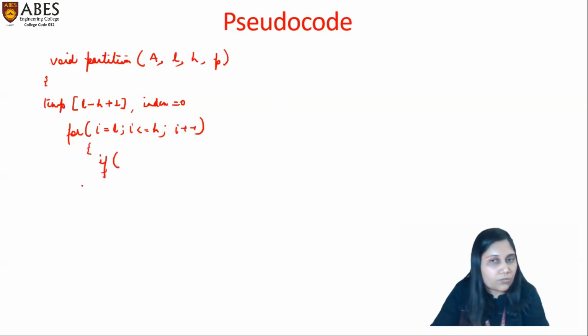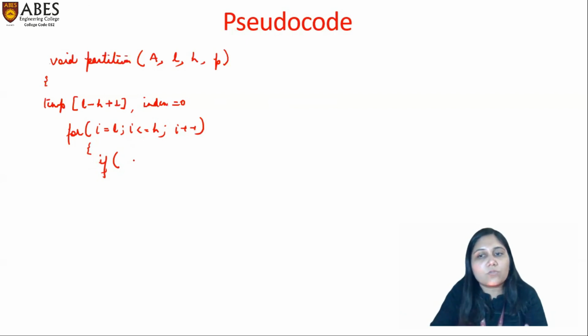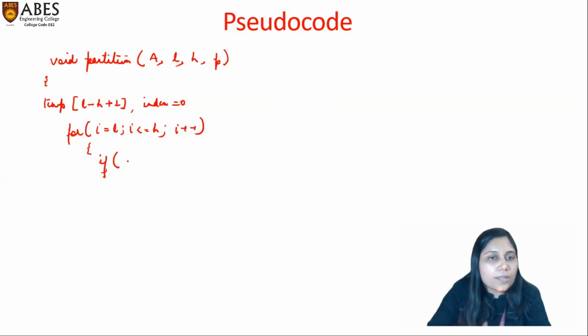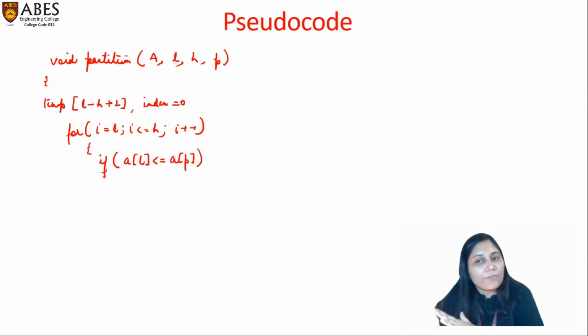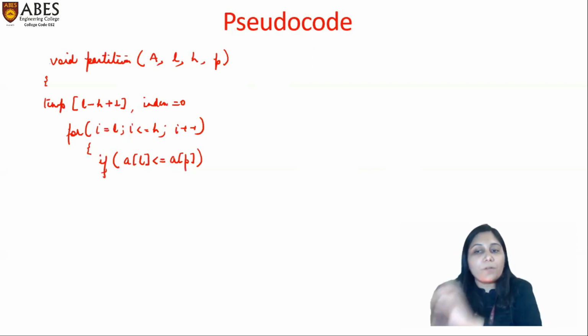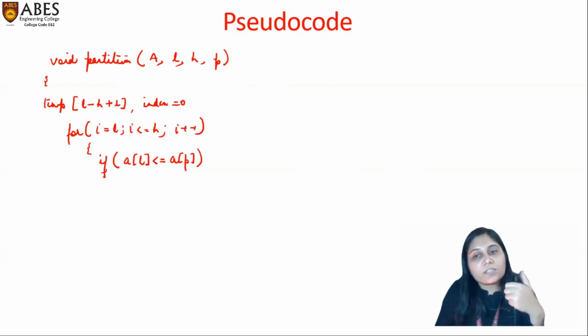Now I'm applying the condition. This is the pseudocode I'm just writing, and I'll tell you how to run this pseudocode and how to get the pivot element at the proper position. If A of L is less than or equal to A of P, it means my left value is less than the pivot value, so it has to go to the left hand side. And if it is greater than the pivot value, then it will go to the right hand side.